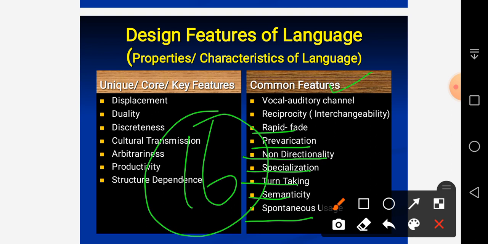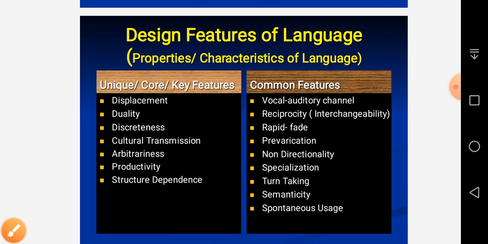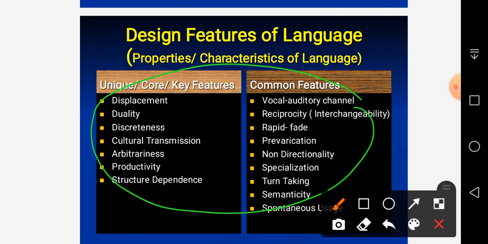When we look at these features one by one, then we can talk about what language is. In today's video lecture, I won't discuss all these design features. This is part one of this series, and maybe I will have to record more video lectures to cover all these features. So let's start with displacement.